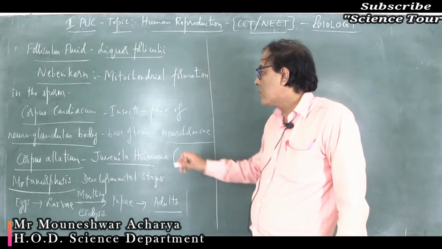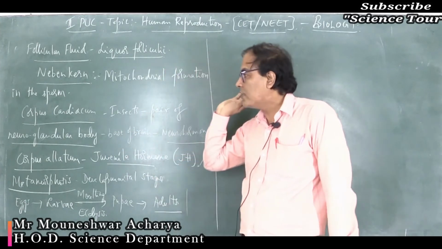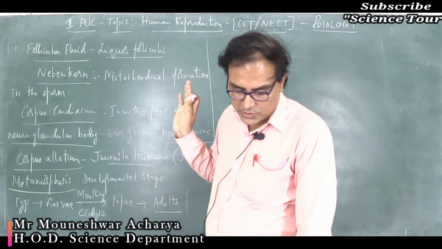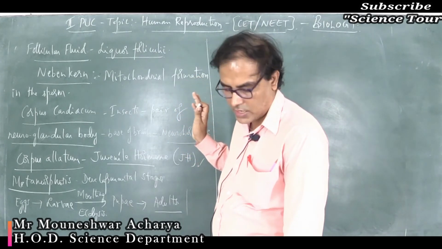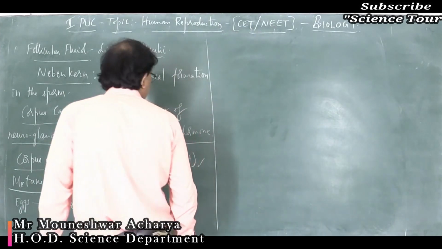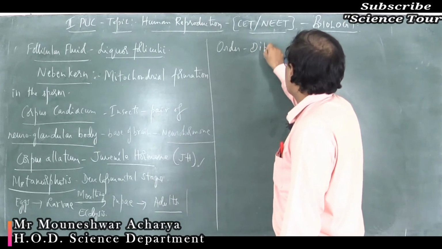Okay. So corpus cardiacum and corpus allatum are found in the insects, not in the mammals. So those are not the right options. They have asked about the human body. Humans are mammals, correct? So it is found in the insect group, in the order Diptera.